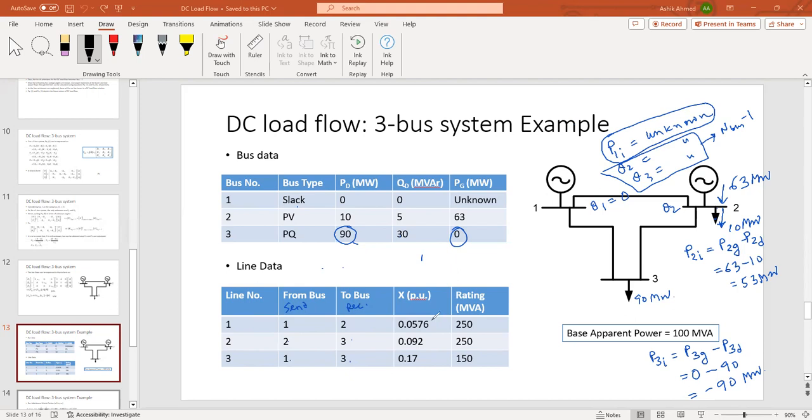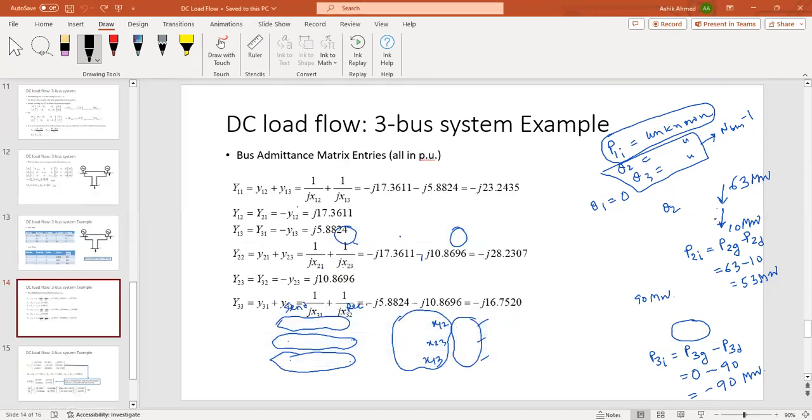So this is basically X12. This is X23. And this is X13. And the line ratings are given in MVA. So that means these per unit values are calculated based on the base power and their rating.